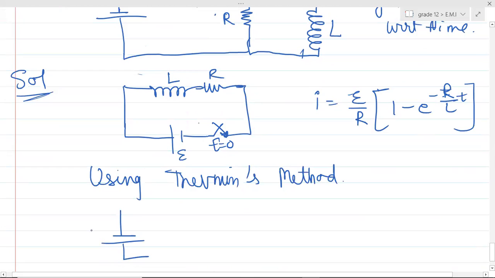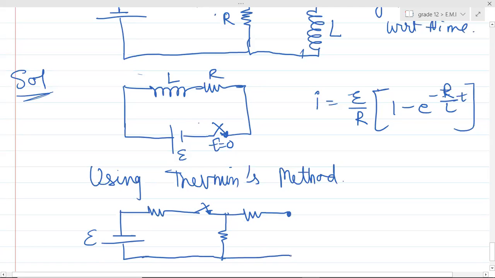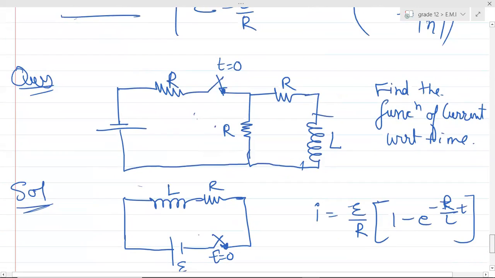So basically this will be your E, this will be your R. There is a switch over there. Let the switch be over there. There is R over here, and there was one more R over here, and we have removed the inductor, right? Was this the circuit left without the inductor? Yes, sir.